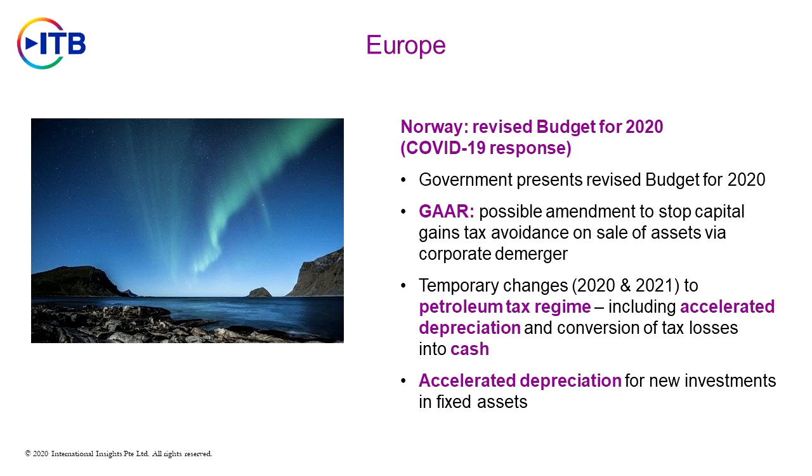In Norway, the government has presented a revised budget for 2020. Several items caught my eye. Firstly, GAAR might be amended to ensure that capital gains tax cannot be avoided on the sale of assets via a corporate demerger. Secondly, there are temporary changes for 2020 and 2021 to the petroleum tax regime, including accelerated depreciation and the conversion of tax losses into cash. And thirdly, accelerated depreciation for new investments in fixed assets.